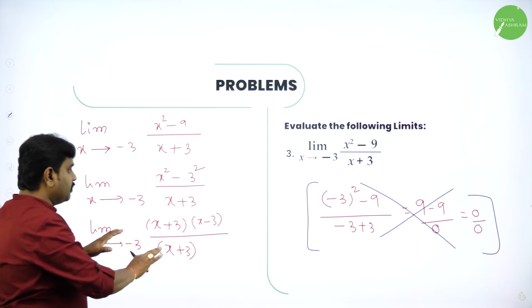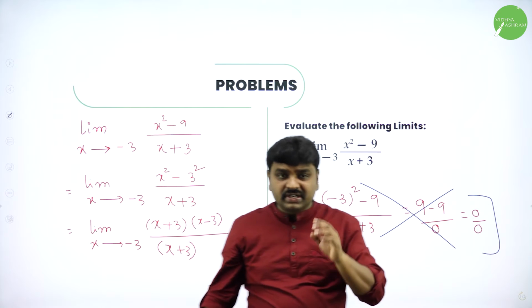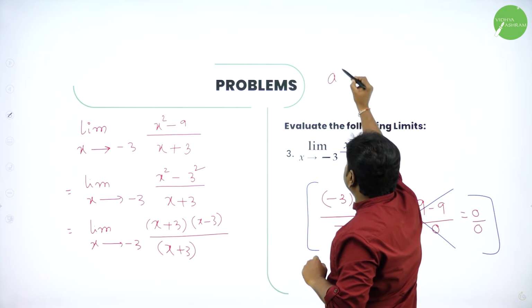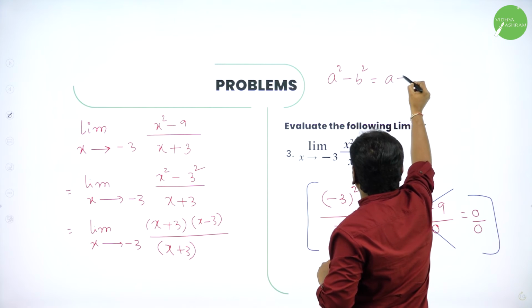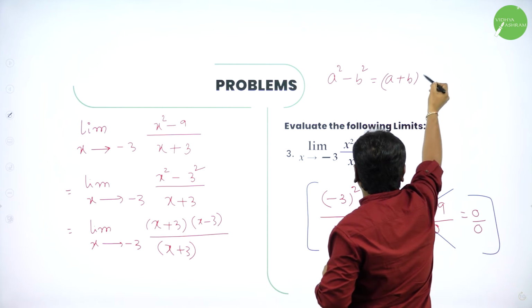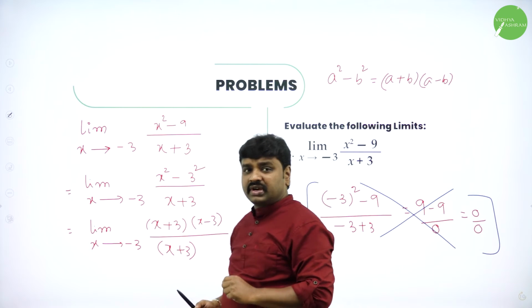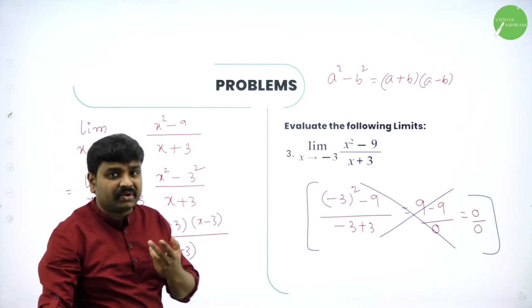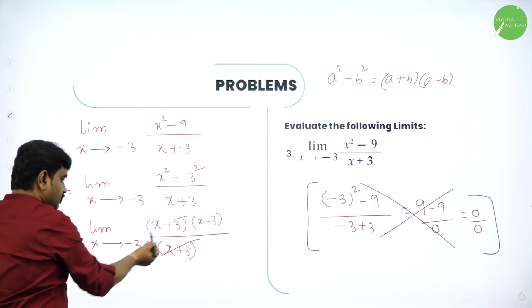Still I have not applied the limit. The numerator is in the form x square minus 3 square, which is of the form a square minus b square. If you have a square minus b square, you can write it as a plus b into a minus b. So x square minus 3 square I can write as x plus 3 into x minus 3. Now further I can cancel x plus 3 and x plus 3.